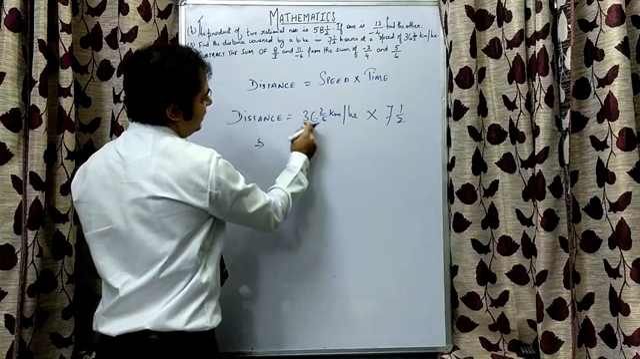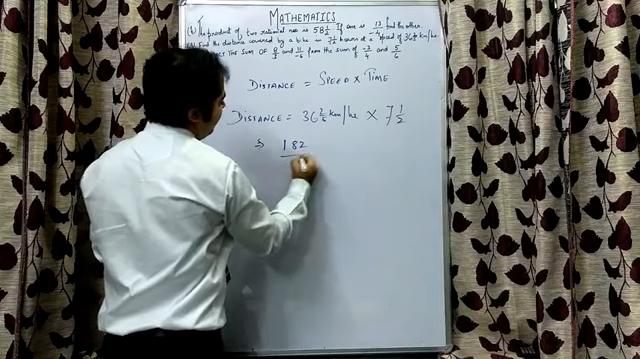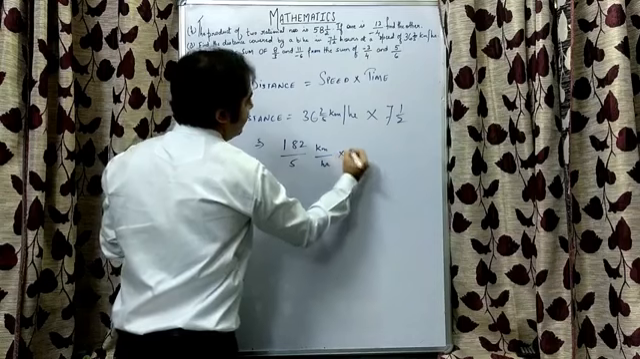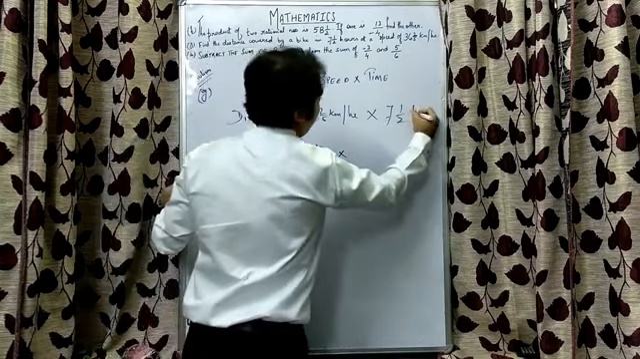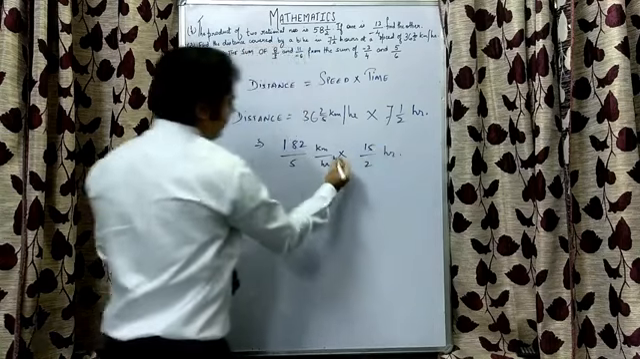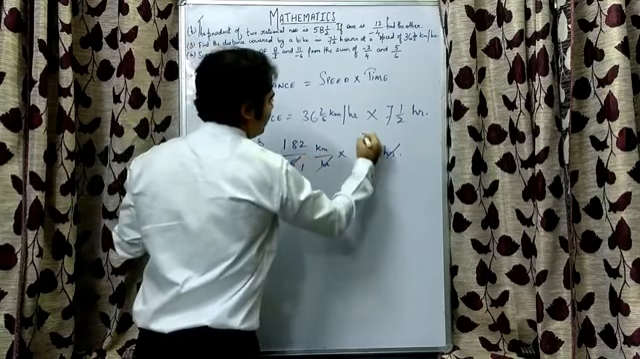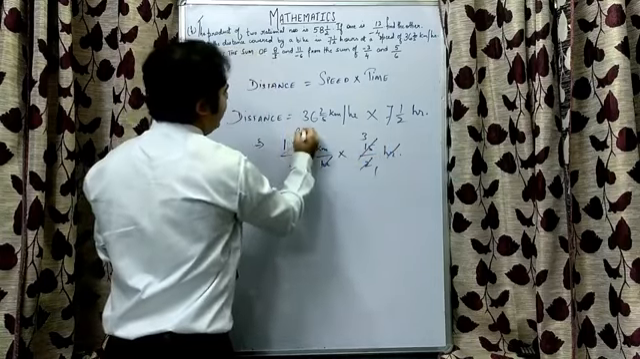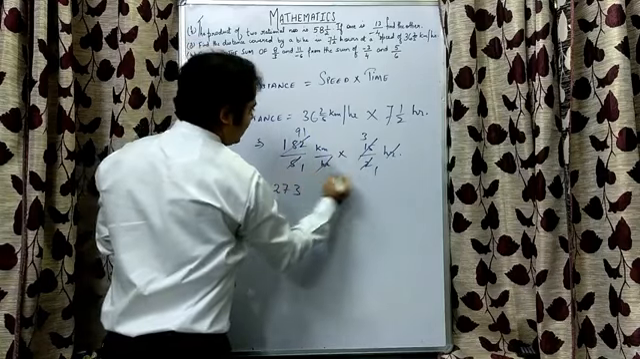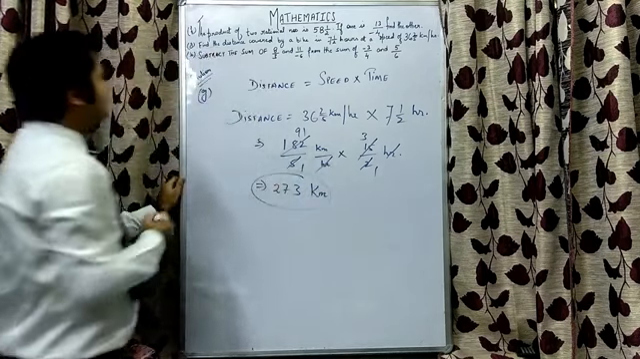36 into 5, 6 by 30. This will give me 182 by 5 kilometer per hour into, this time was 15 by 2 hour. So hour will be cancelled by hour. 5 ones are 5, 5 threes are 15, 2 ones are 2, 2 91s. The 91 into 3, 273, and kilometer is left. So this is the answer of the question.